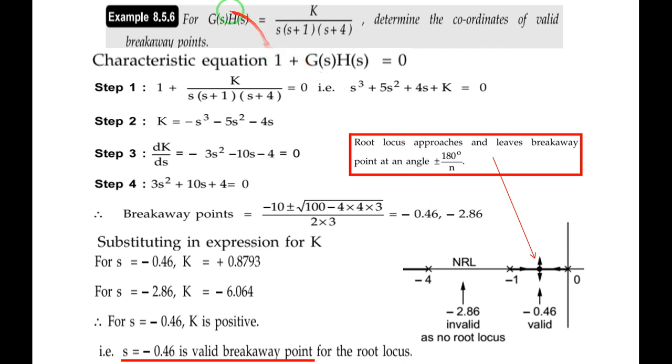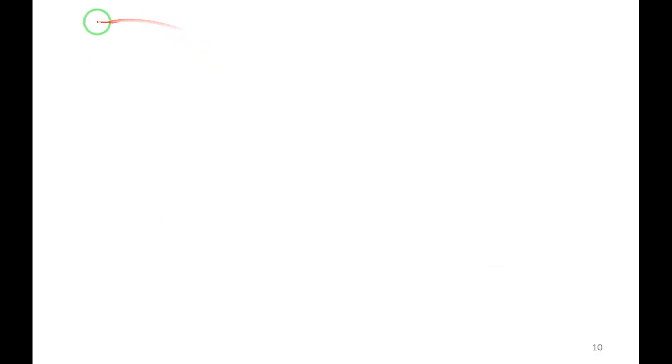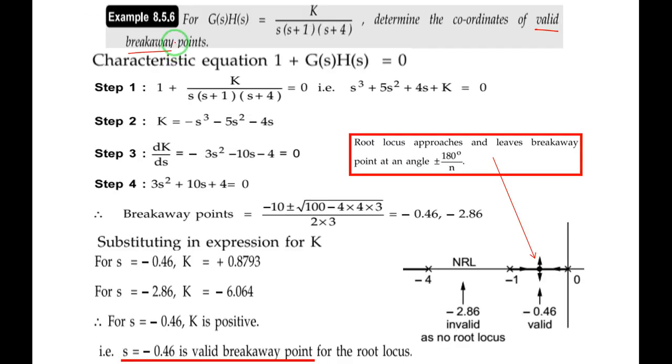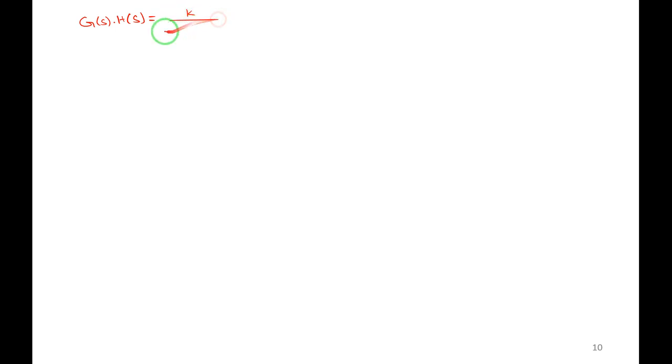So we'll take this numerical: G(s)H(s) is equal to k divided by s(s+1)(s+4). Determine the coordinates of the valid breakaway points. They are asking us to find the valid breakaway point.